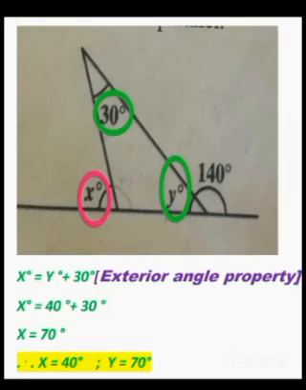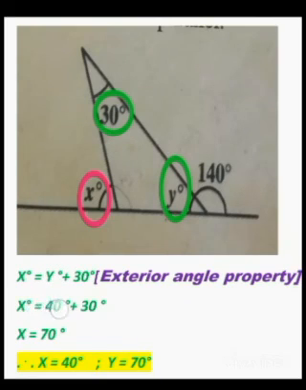40 degrees. Now to find out the value of x here, we can use exterior angle property, children. What is exterior angle property? Sum of opposite interior angles is equal to the exterior angle. So what are the two opposite interior angles here? 30 degrees and y degrees. So x is equal to 30 degrees plus y degrees. What is the reason there? Exterior angle property. So now x is equal to, y we got as 40 degrees, isn't it?